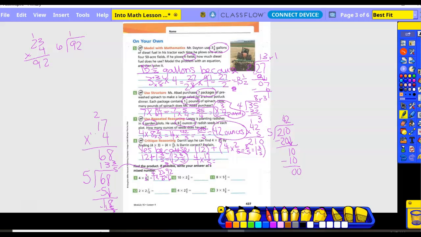6. 1 time. 3, bring down the 2. How many times is 6 going into 32? 5 times minus 30. So 15 remainder 2, which equals 15 and 2/6. Is that simplified? No. What common factor did 2 and 6 share? 2. So 15 and 1/3.